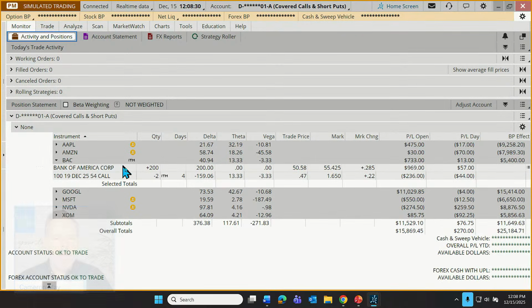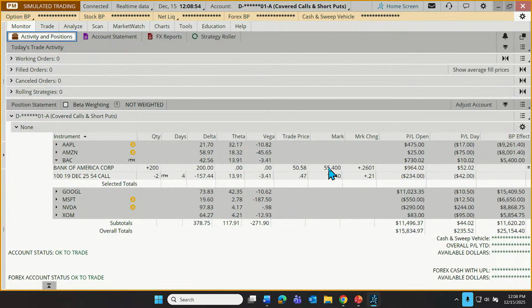Bank of America, we own 200 shares at $50.58. Right now, we have an obligation to potentially sell those shares at $54, and that thing's in the money. So the stock is at $55.40. Looking like assignment is, I don't know if we're going to call it assignment risk. The probability of assignment is high.